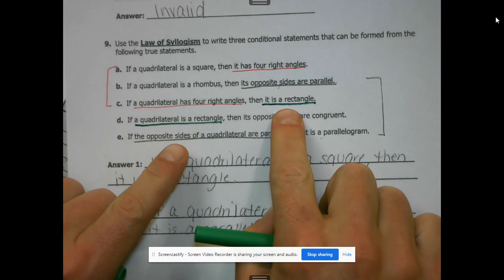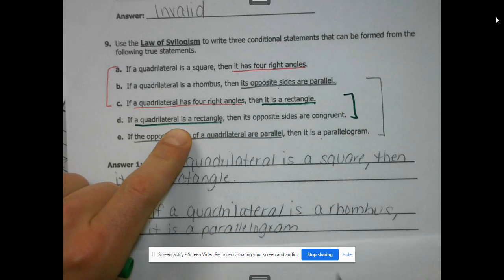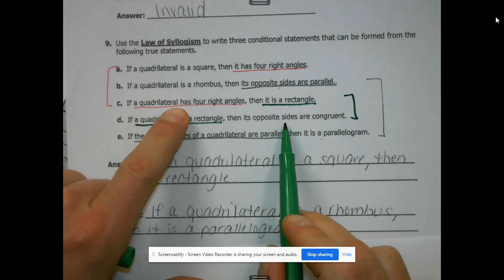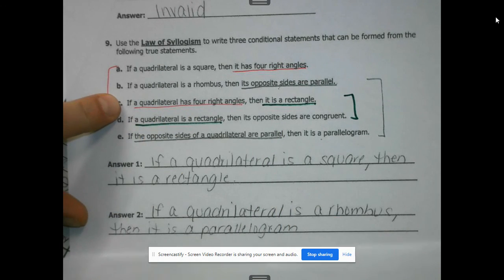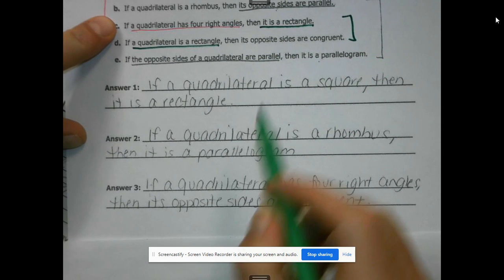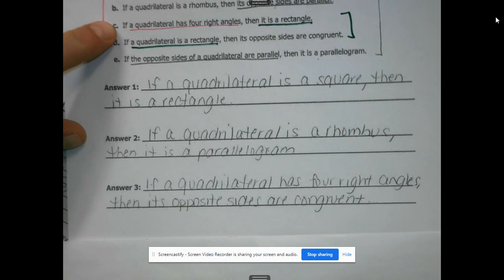Conclusion from the first matches hypothesis of the second. So I can combine those two. Take the hypothesis of the first, combine with the conclusion of the second. So if a quad has 4 right angles, then its opposite sides are congruent. Boom, there it is. All right, that is your lesson on deductive reasoning with law of detachment and law of syllogism.